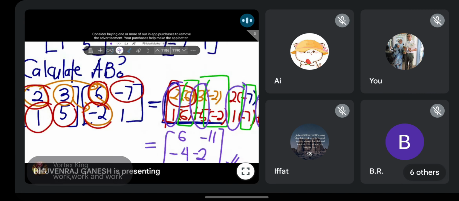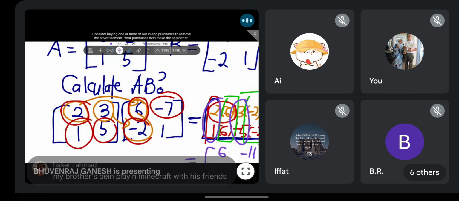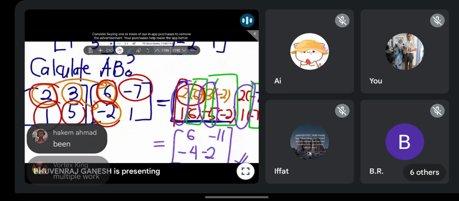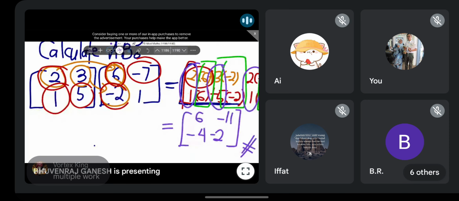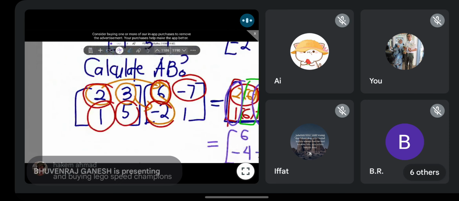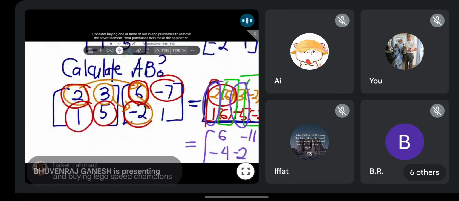Oh, you already started working. Work as what? You're wasting time. At least find a job that is something nice. Wow, multiple work. Not bad. What field? Buying Lego Speed Champions.